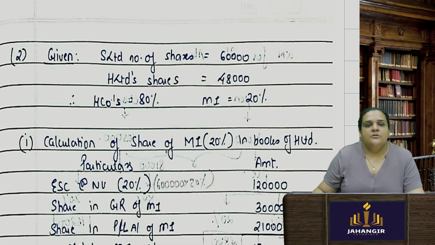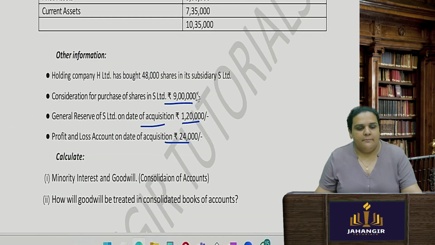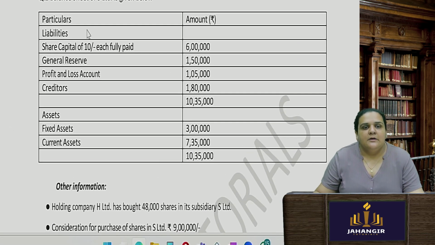Okay. So, total number of shares of S. One share is of 10 each, so 60,000 shares.